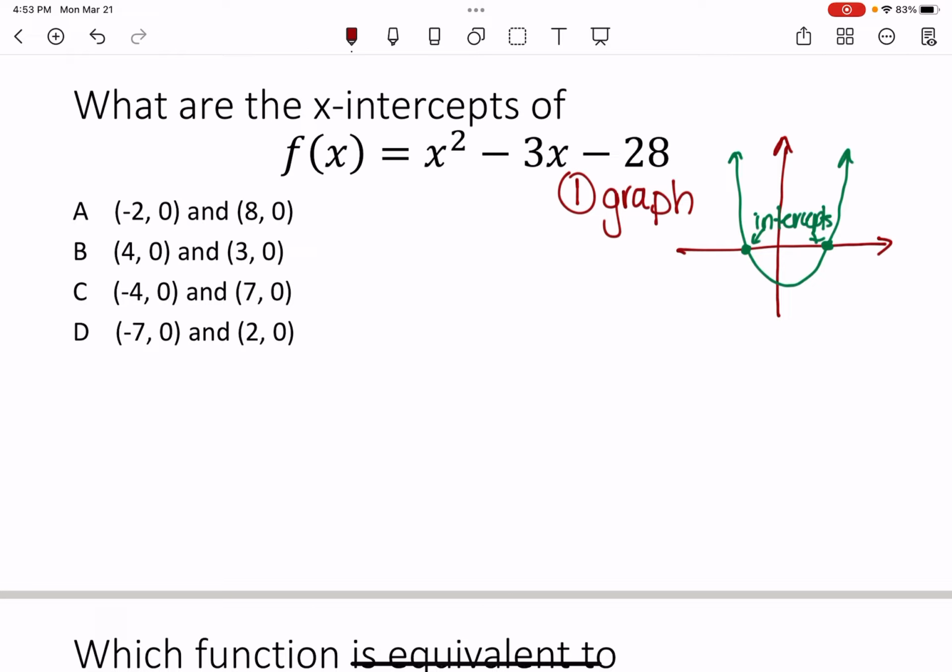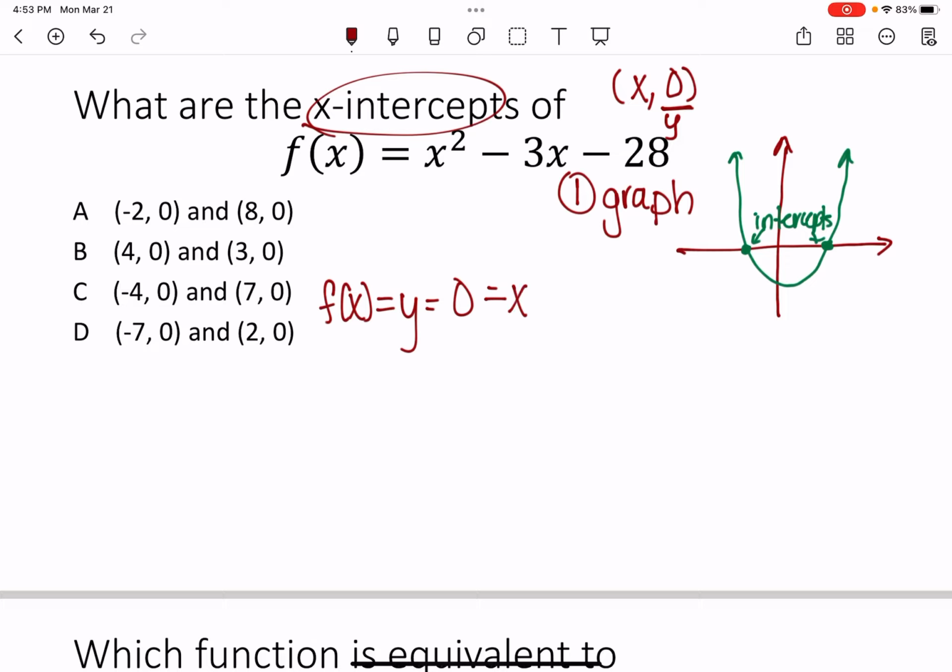What you have to do to find the x-intercepts, remember the x-intercepts have the form (x, 0). So they're going to occur where y equals 0. So what I'm going to do is set this equation equal to 0, because remember, f of x equals y. So if I set that equal to 0, 0 equals x squared minus 3x minus 28.